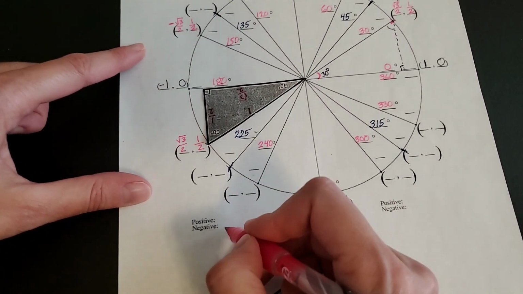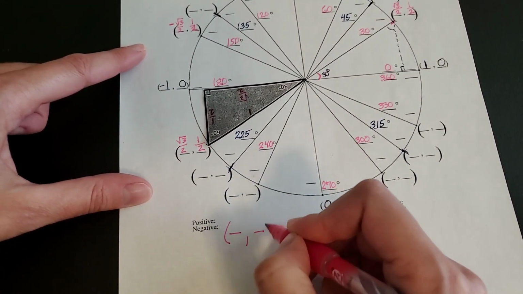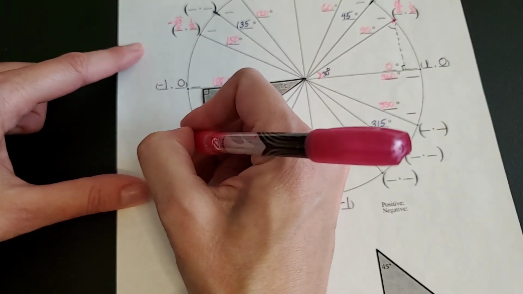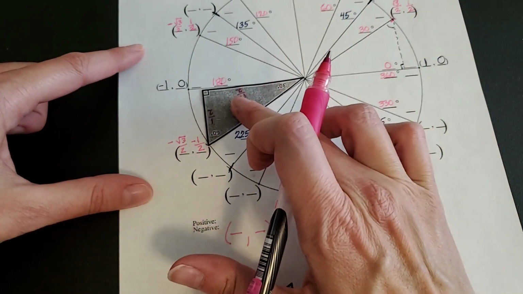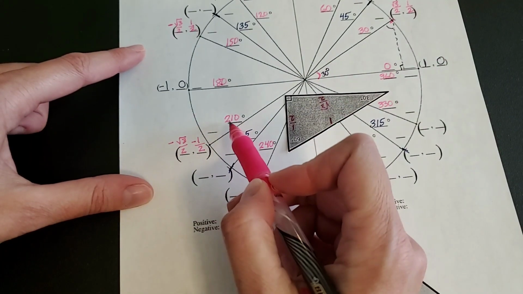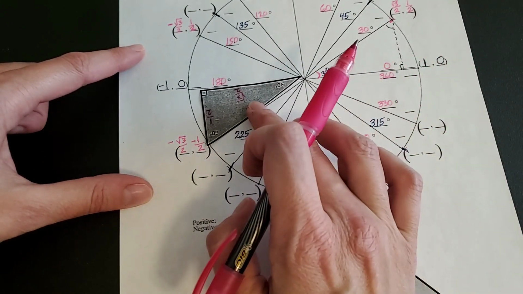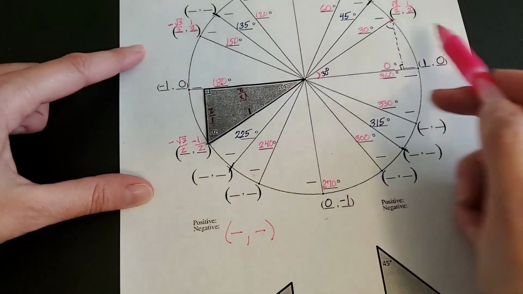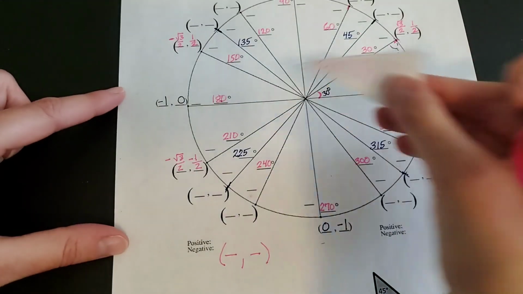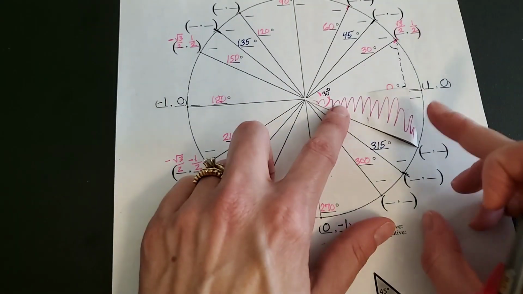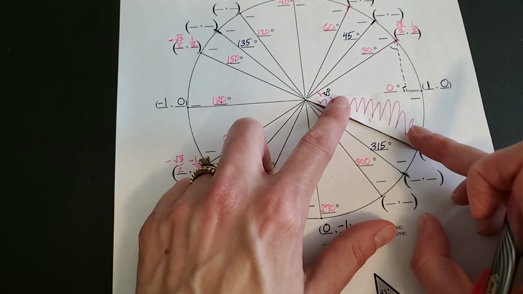Well, everything in quadrant 3, both coordinates are negative. So this would be negative √3/2 and negative 1/2. That would be the ordered pair for 210 degrees. The same ordered pair, just the signs are different. And I can flip it over here. Again, still with a reference angle of 30 degrees.